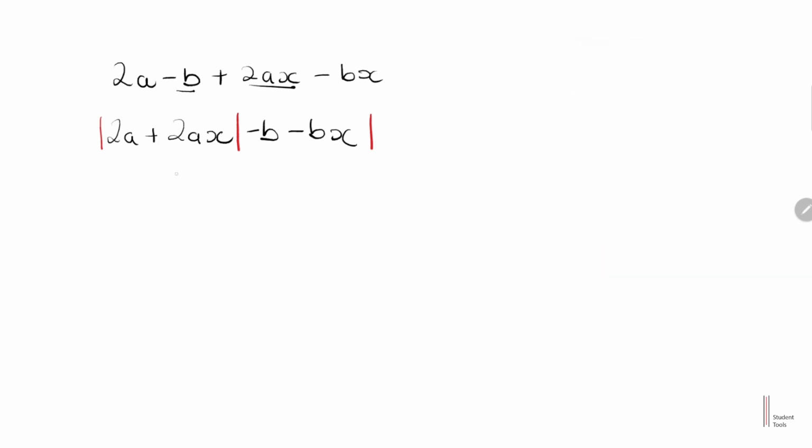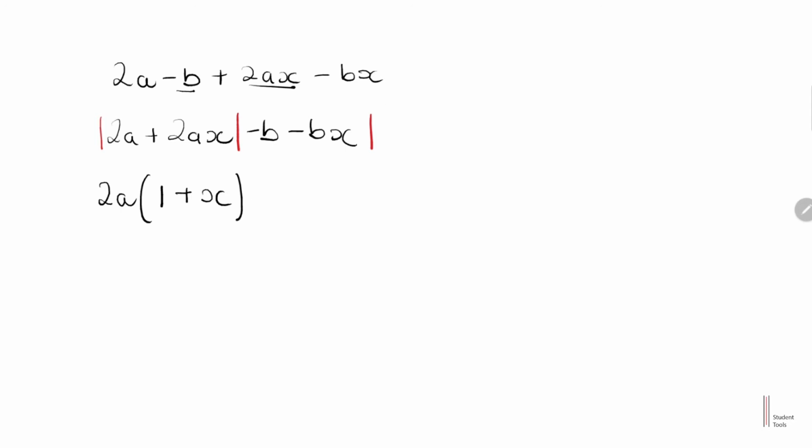Now let us start with the first group. So we have 2a and 2ax. What is the common factor here? We are factorizing the first group. So the common factor on the first group will be 2a, because we have 2a here and 2a here. That is the common factor. So what do we put in our bracket? We will have 1, because 2a multiplied by 1 is 2a. And then next we will have plus x. Why? Because 2a multiplied by x is 2ax. And then we close our bracket.